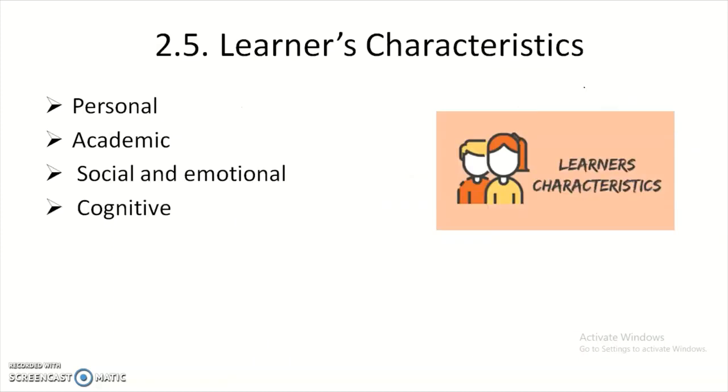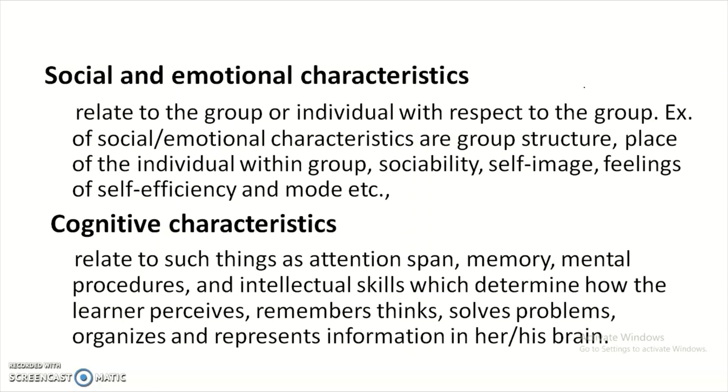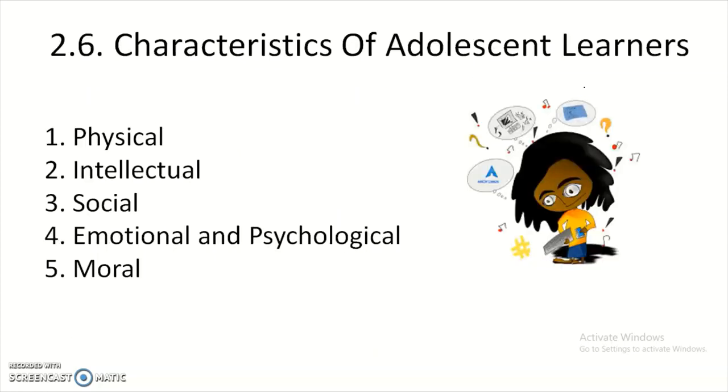And the learner's characteristics: personal, academic, social and emotional, and cognitive. So personal means the place where the candidates are staying, from that place they will learn something, and due to their age, gender, maturation, language, and social, economic, cultural background, from all these things they will learn by themselves personally. And the academic characteristics, that means the educational type or the educational system they are in. And the social and emotional characteristics, that means in which community they are staying, with which group they are staying. Cognitive characteristics are related to the brain, that is the IQ levels of the candidates.